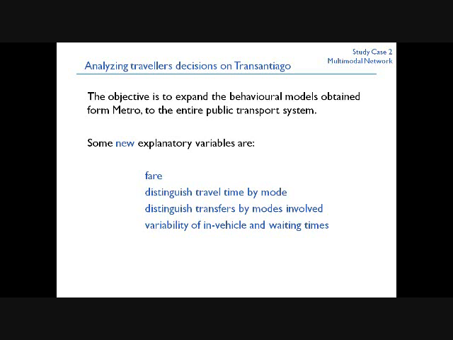Because in the study I showed before, both Metro systems were so reliable that it was not possible to introduce any kind of variable related to variability. But now that we have buses and different kinds of modes involved, it is possible, and it's really an interesting thing to do.